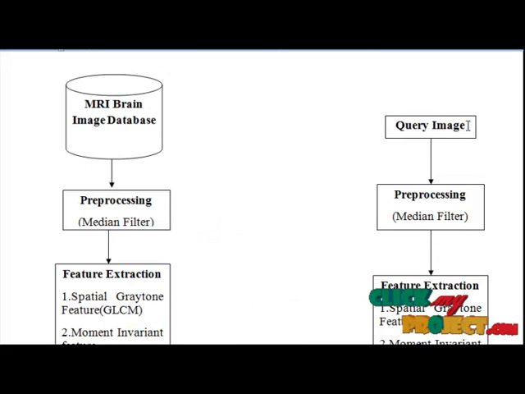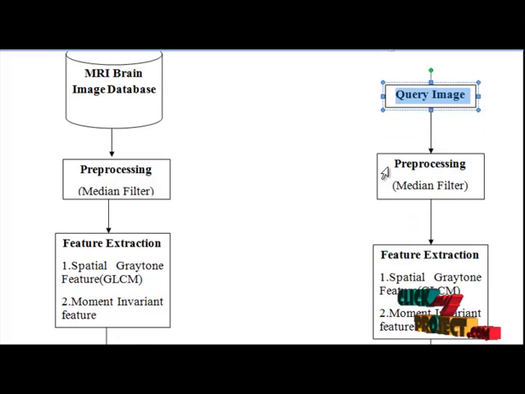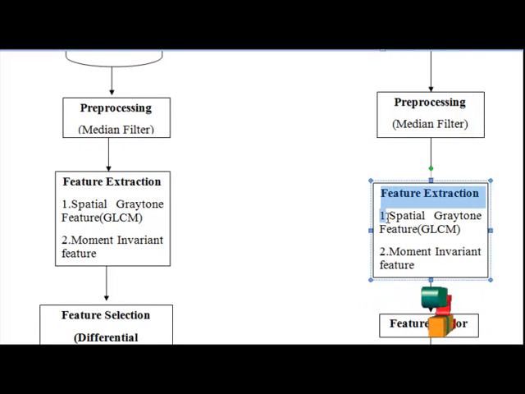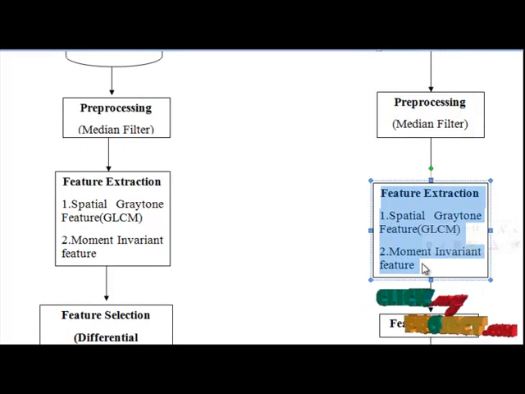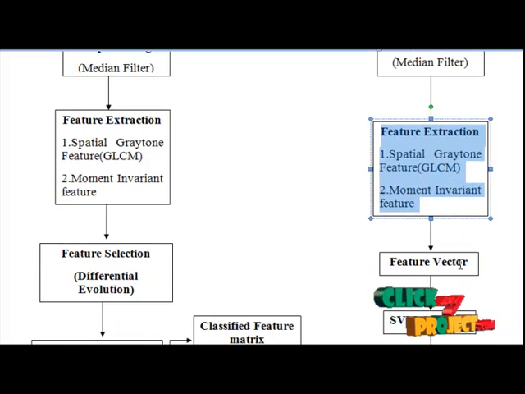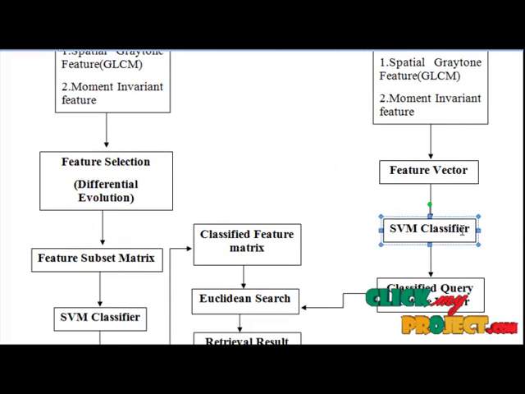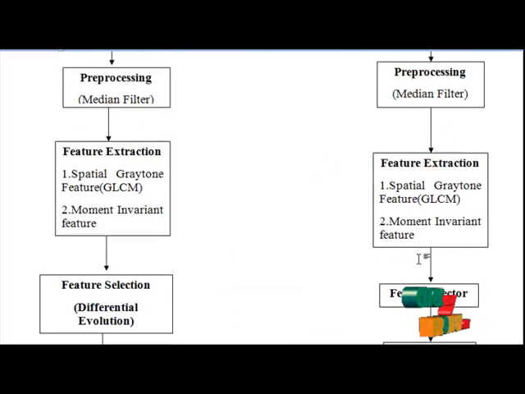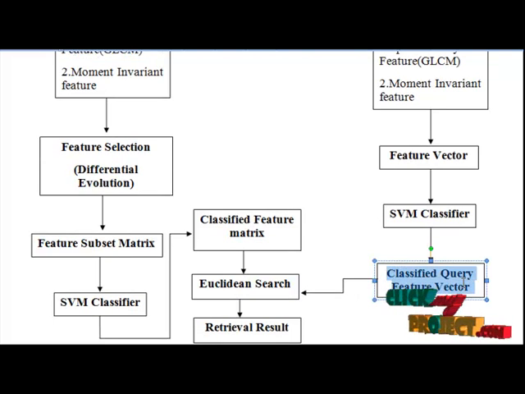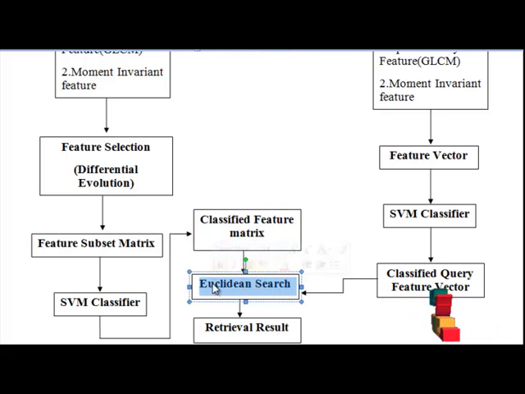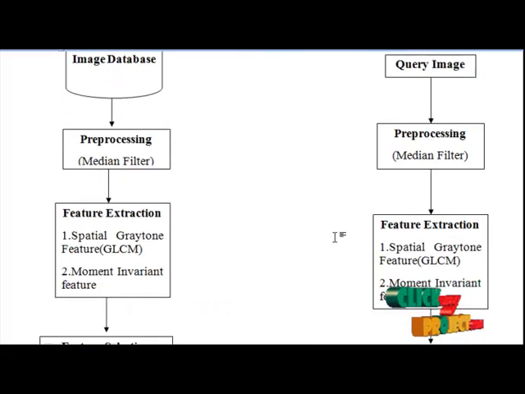The same thing for the test image, which is any one of the MRI brain images. The same pre-processing step, noise removal with the help of the median filter. Next step, feature extraction. GLCM and moment invariant features are extracted from the test image. Next is constructing the feature vector. The feature vector is passed through the SVM classifier and then it classifies the result. These two results are given to the equivalent search. Using the equivalent search, it retrieves the retrieval result.